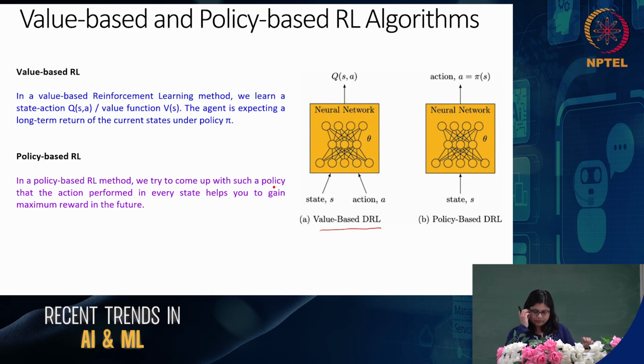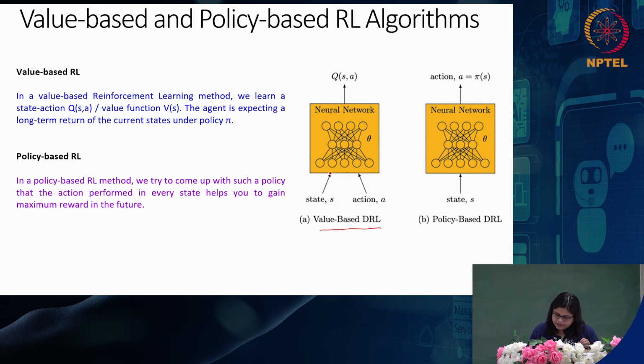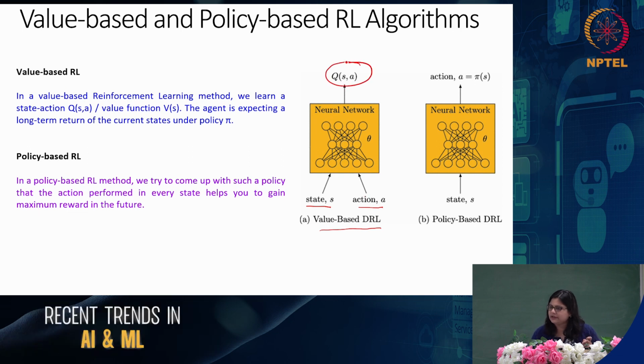Yeah, so basically you see here what is happening. You see this picture. Here, in the case of value-based DRL, we are giving the state and the action. So the input is the state and the action, but in the output we are approximating the Q value. See this picture: there is a neural network.